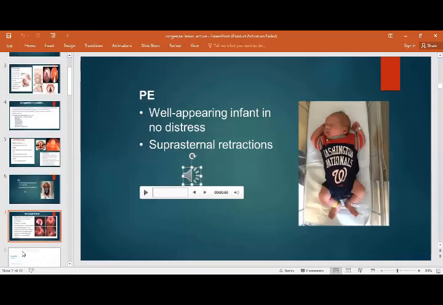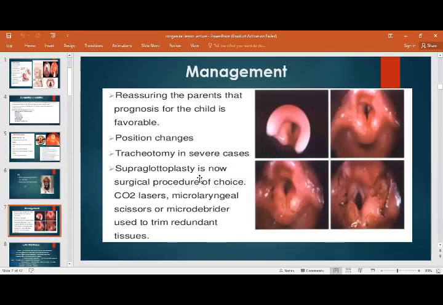How will management go? First of all, you need to reassure the parents that this disease would eventually vanish after 2 years. So there is no problem in it. But you need to be very careful that the patient should not develop any inflammatory conditions. Because if this omega-shaped epiglottis is formed in a case of laryngomalacia, then you can well imagine how much respiratory obstruction would occur in these cases.